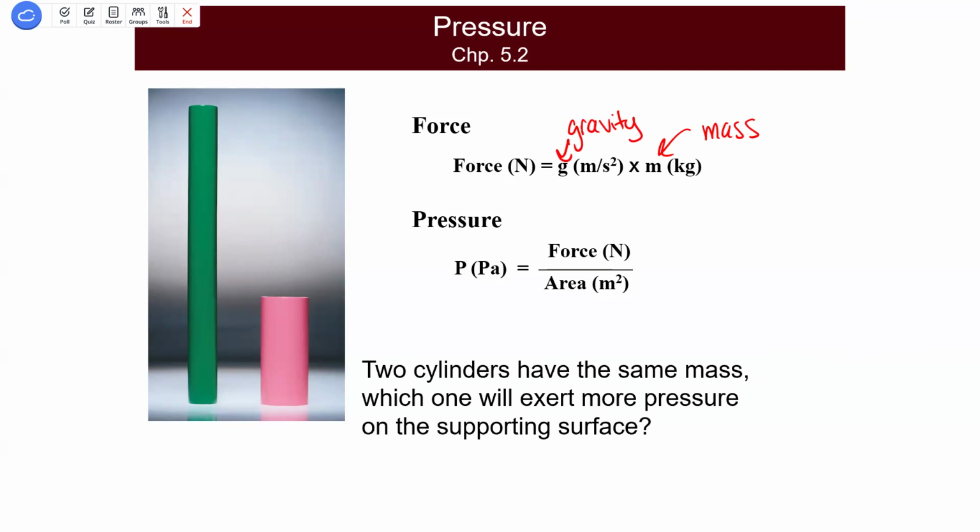So if these two cylinders have the same mass, which one will exert more pressure on the supporting surface? What's the difference between these two? The diameter of the circle, right? It's a cylinder. It's going to be dependent on that diameter. So which one would you expect to have more pressure? The smaller one, right? Smaller area.